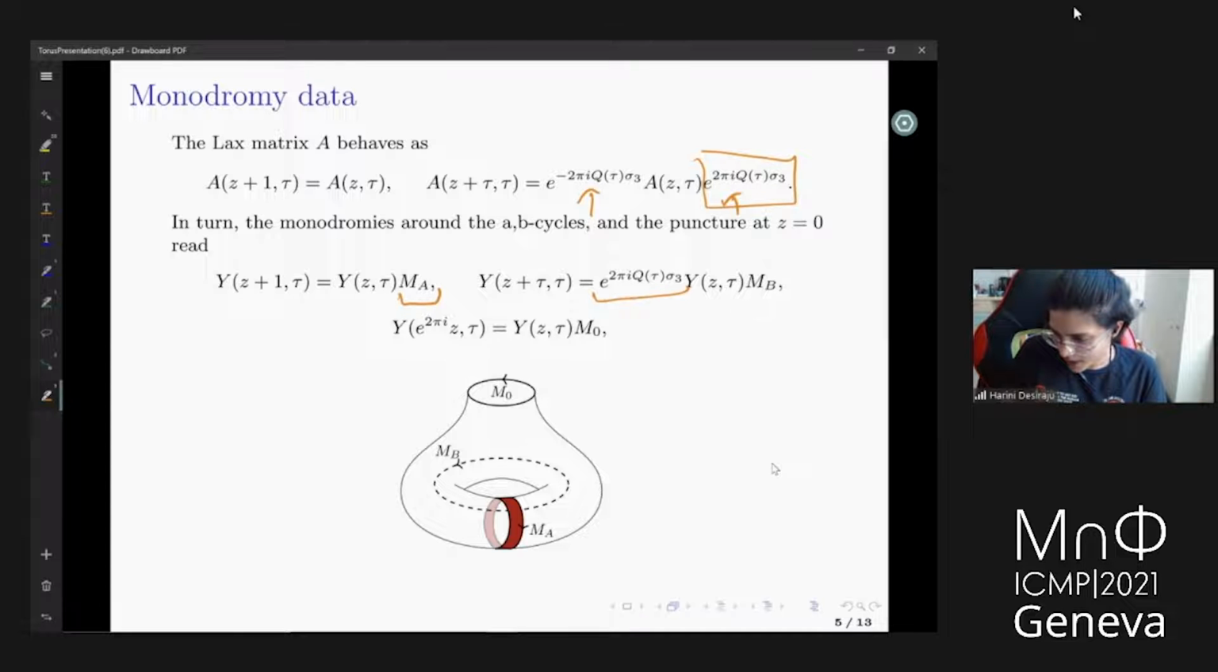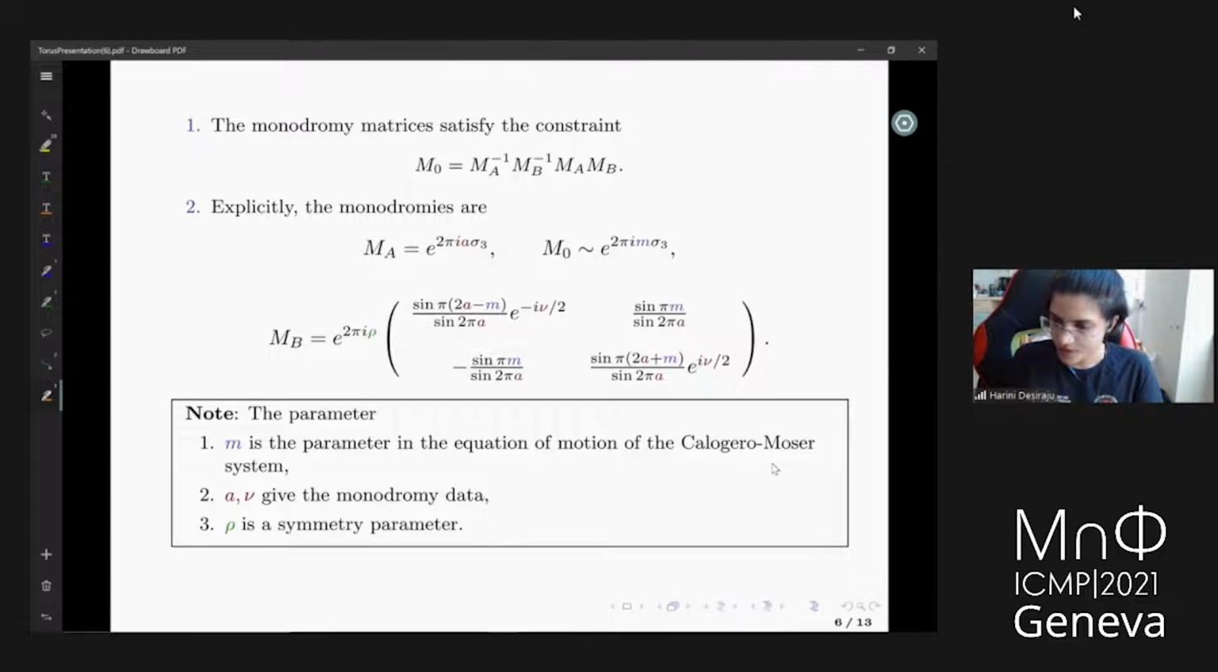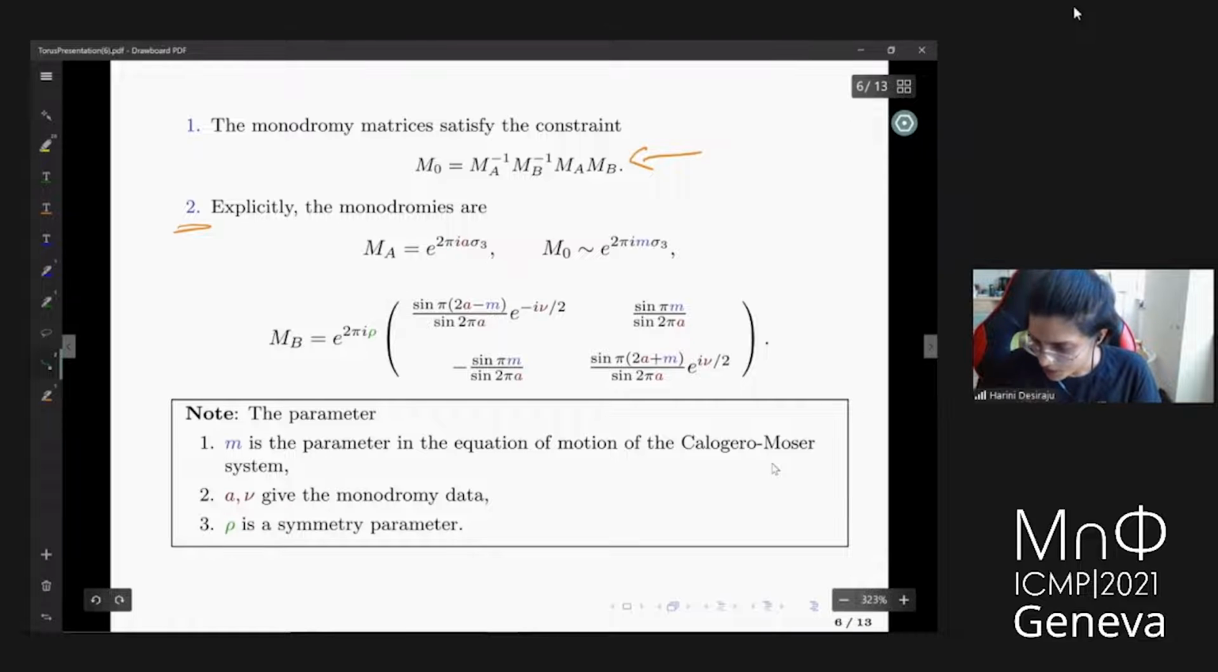The monodromy around 0, I'll call it M_0. These matrices also satisfy the following constraint. This is a usual constraint on any monodromy matrices. On one hand, you have the monodromy around 0, which can be written in terms of the A cycle and B cycle monodromies. The explicit form of the matrices is in point number 2. What you need to notice here is that the red parameters are the monodromy parameters. In other words, a parameterizes the A cycle monodromy. a is here. Nu, the parameter nu, comes through B cycle monodromy.